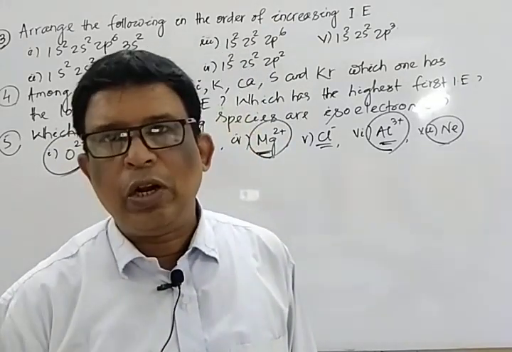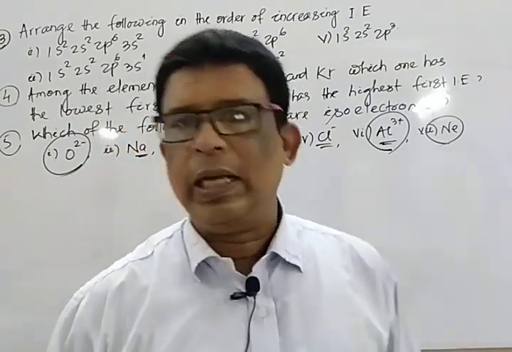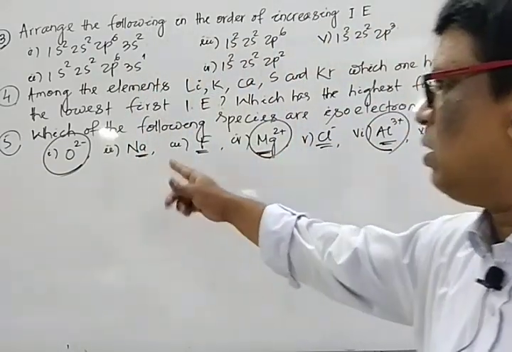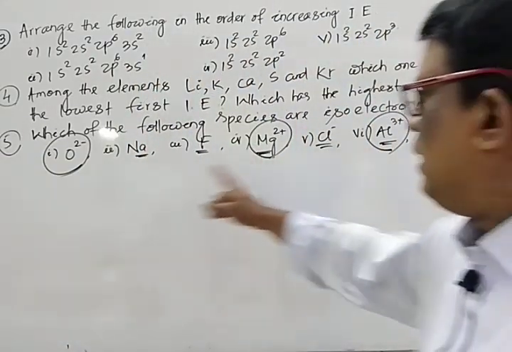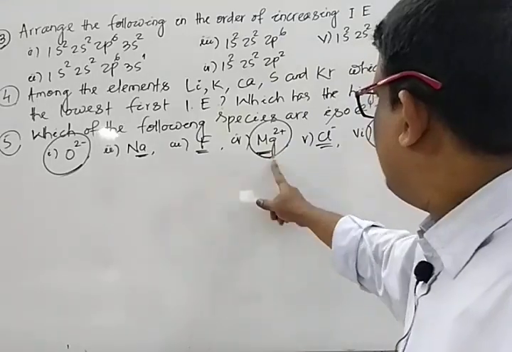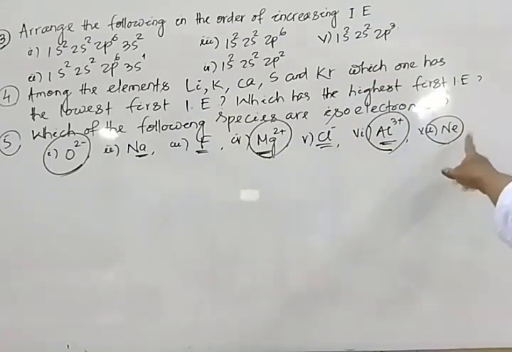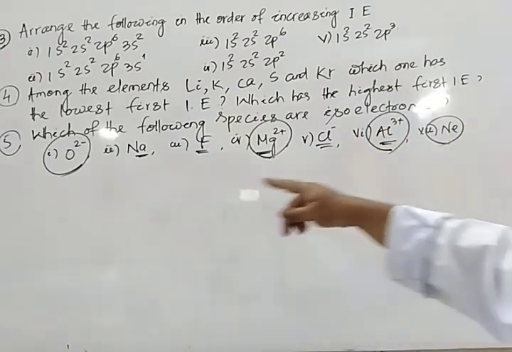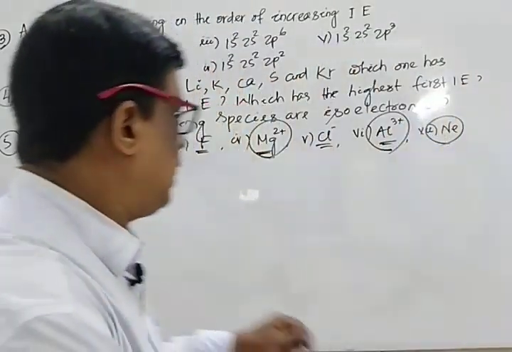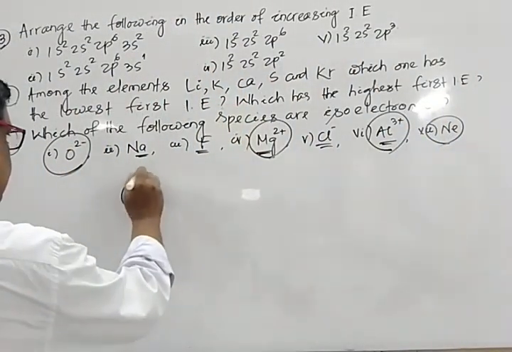The smaller the atomic number, the higher the atomic radii. So among them, mark which one has the smaller atomic number. The atomic numbers are 8, 12, 13, and 10. So the smallest is 8.